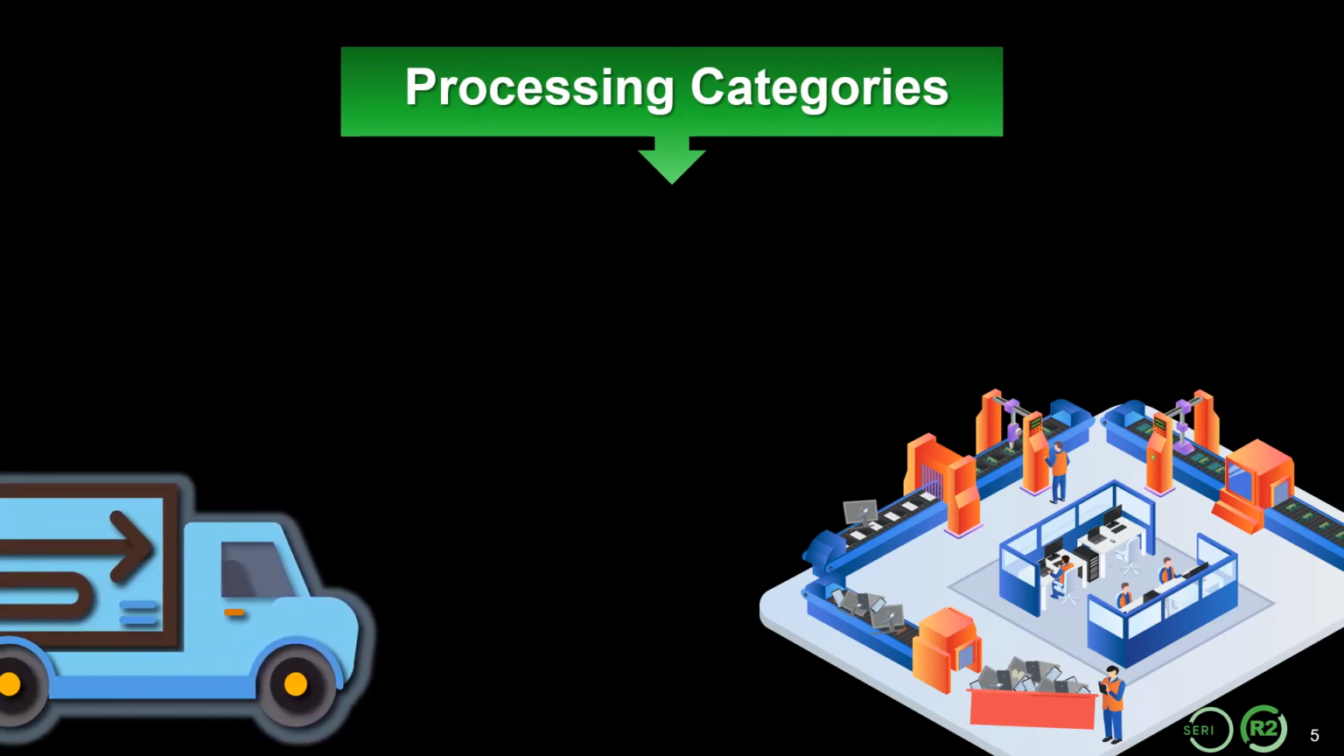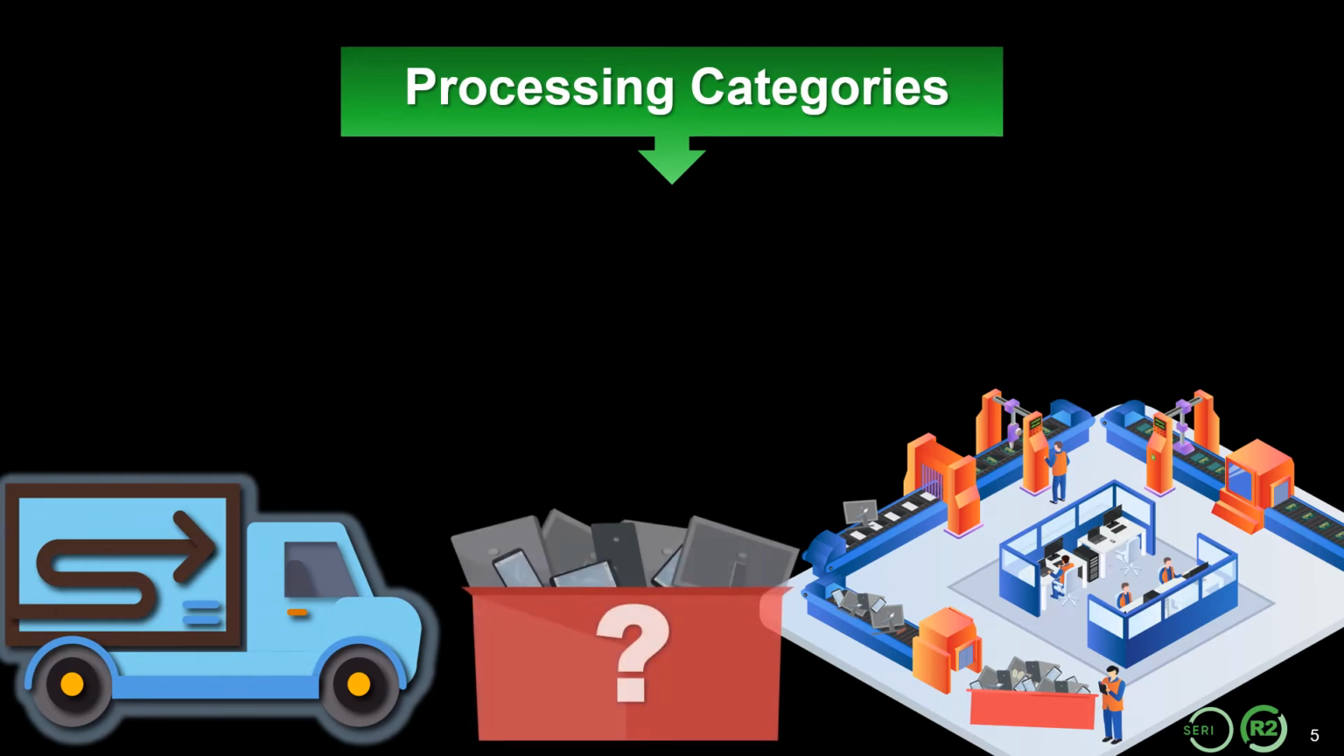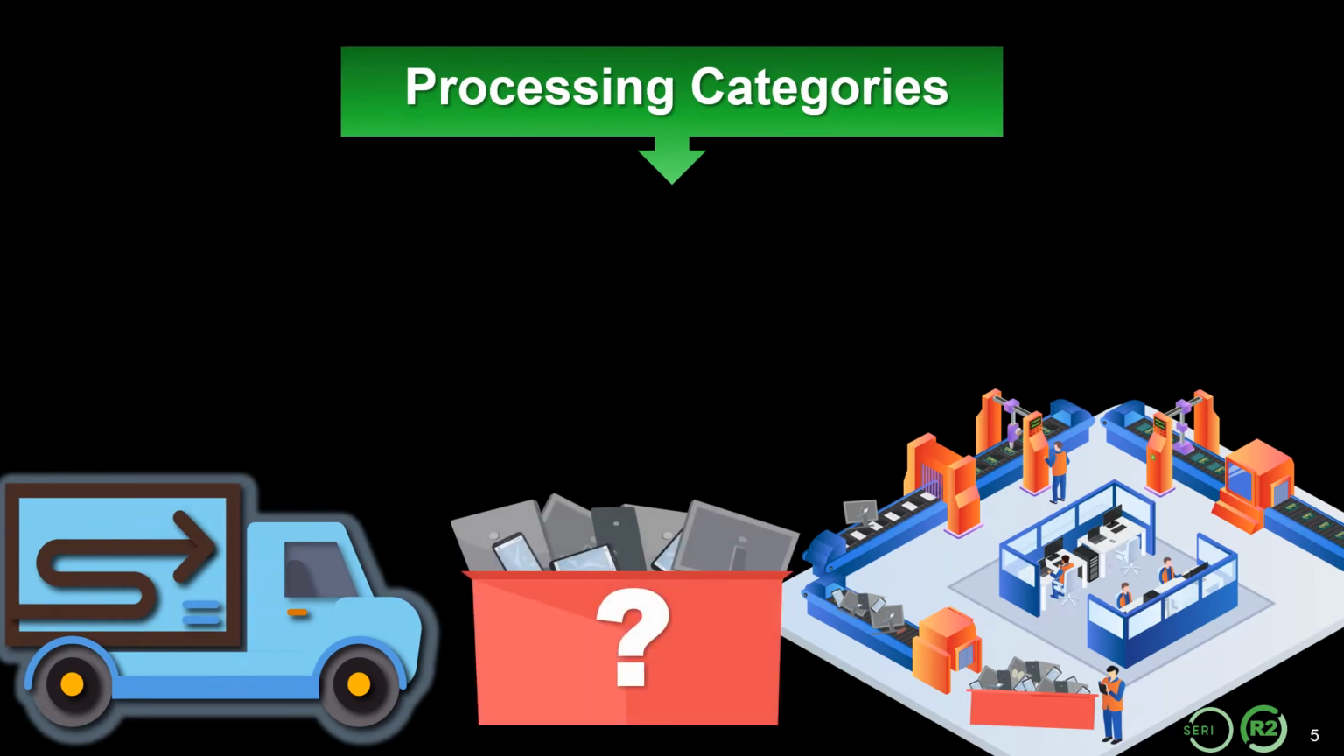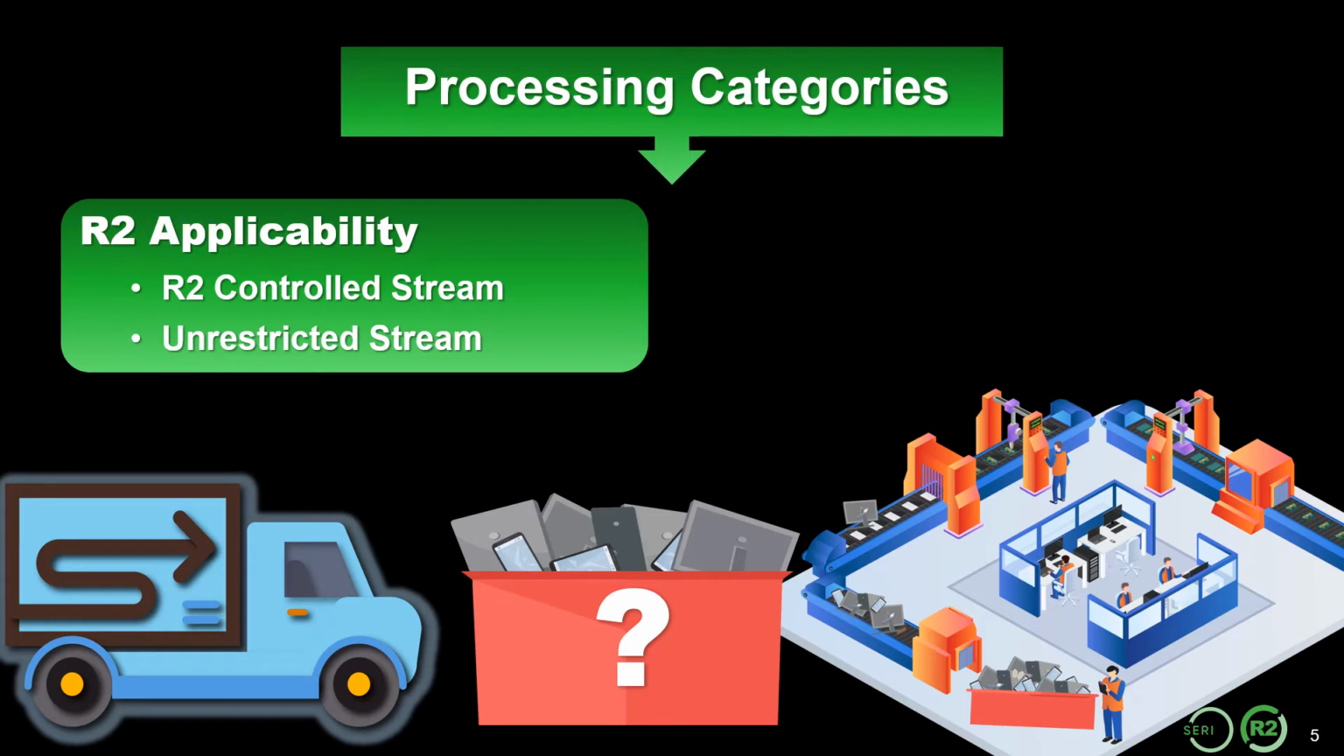When a facility receives incoming equipment, components, and materials, it must determine the processing status of incoming items. To do so, it must evaluate two things. The first is R2 applicability. Are the incoming products and materials an R2 controlled stream that needs to be managed according to R2 processing requirements, the appendices, and controls? In other words, do R2 processing controls apply to the incoming products or materials? Or is the incoming stream an unrestricted stream outside the scope of R2 processing requirements?